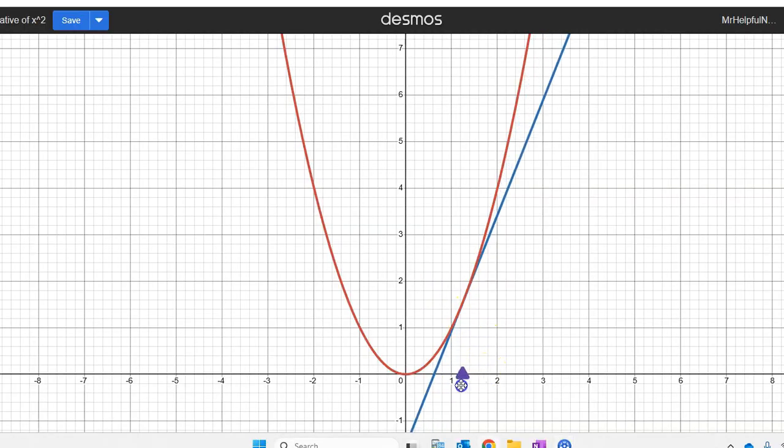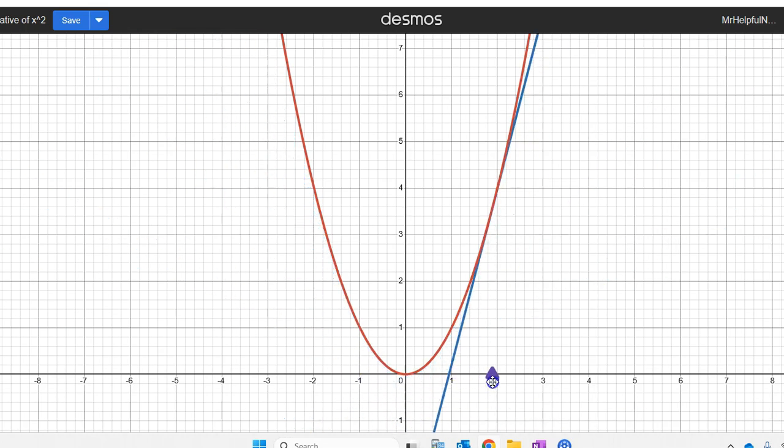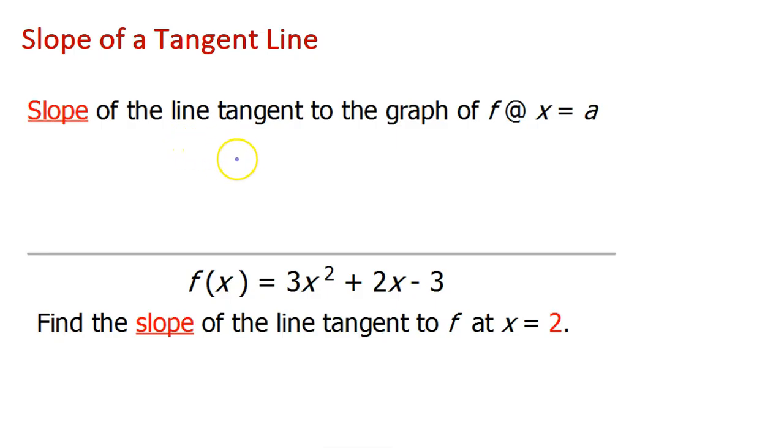A tangent line is a line that intersects the function at a single point, like this blue line. So we need to learn how to find the equation of a line like this. At the beginning of the unit, we learned that the derivative of a function is the slope of the function at a point. Well, more specifically, that's the slope of the tangent line at a point.